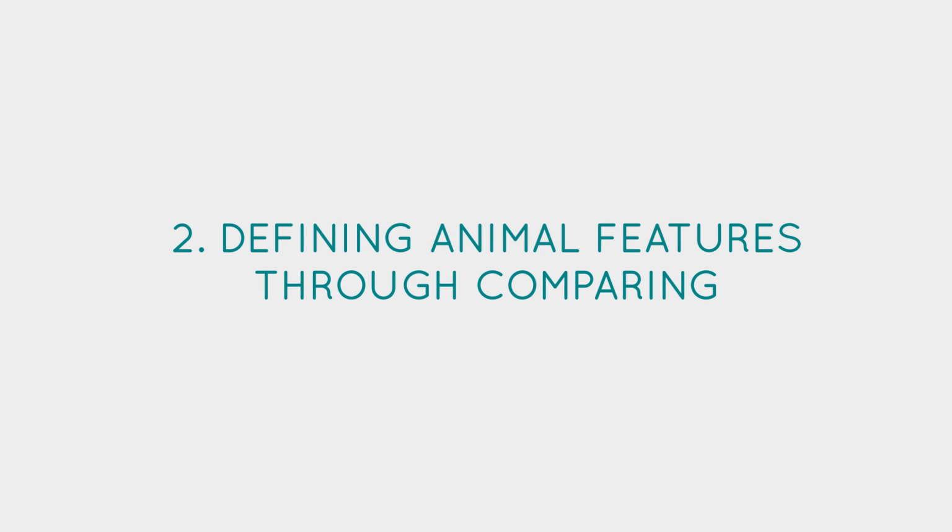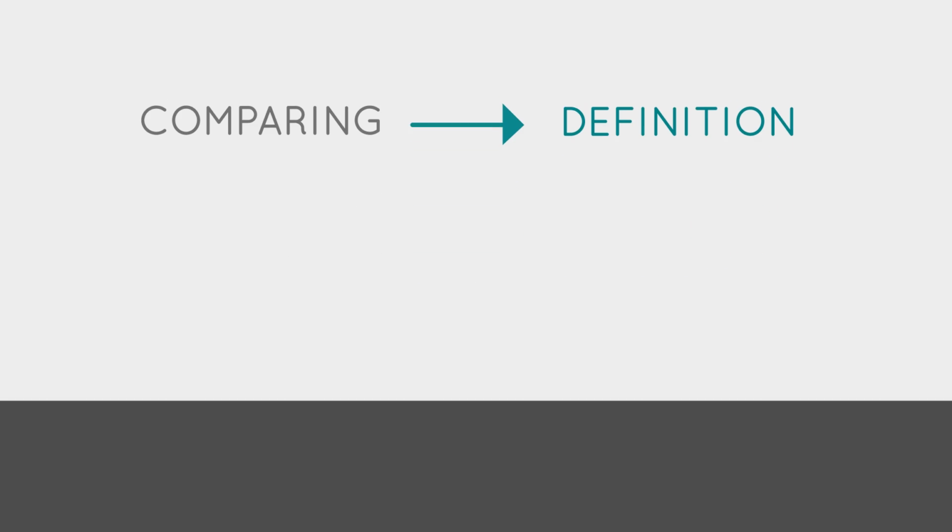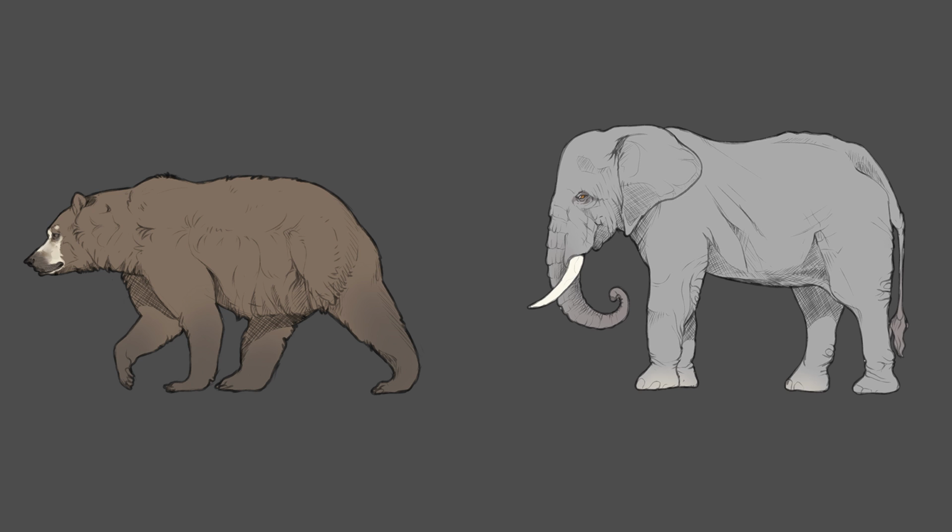2. Defining animal features through comparing. What are the distinct features of certain animals and how do you learn to find them? We find them through comparing, because comparing gives us definition. For example, let's compare the main features of a bear and an elephant.